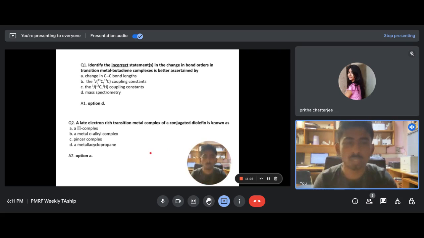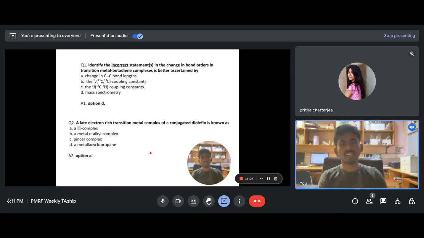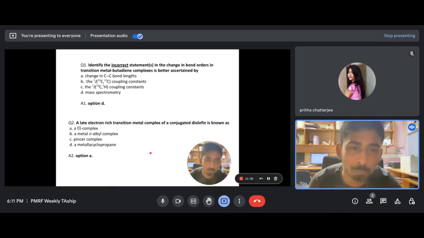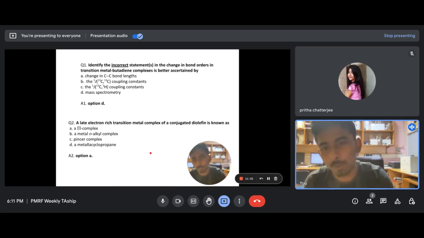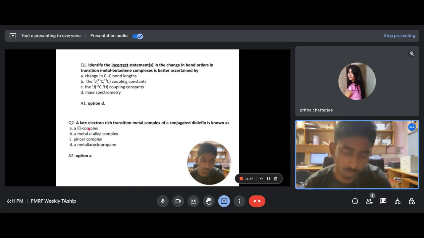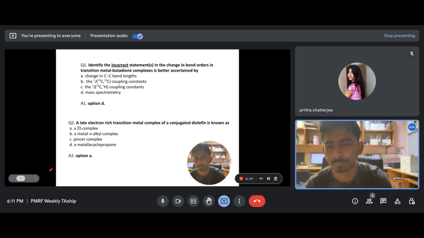So these are the 4 types of complexes given here. So which one will be called a late electron-rich transition metal complex of a conjugated diolefin? Among all the examples that I have put through, only the first one is holding good, because it's a pi complex, since it's a conjugated diolefin. A diolefin is only capable of donating its pi electrons, so the pi electrons will be donated to the transition metal. This forms an electron-rich transition metal complex with a conjugated diolefin, which is particularly known as the pi complex.